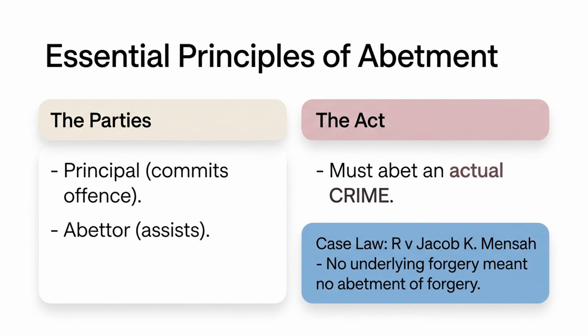A perfect example is the case of R versus Jacob K. Mensah. The court ruled that because the principal actors did not have the intent to defraud, no actual forgery occurred. Consequently, Mensah could not be convicted of abetting a forgery that never legally happened.